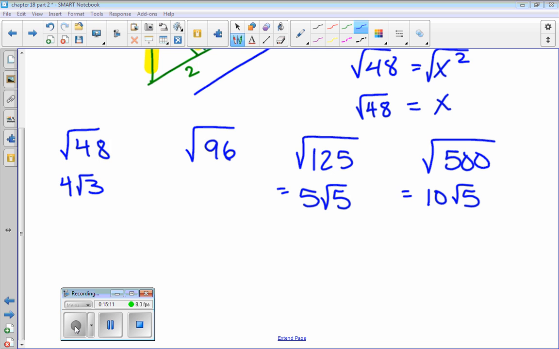That'll be 16 and 6. Square root of 16 would be 4, root of 6. 4 root 6? Oh. Would it be 4 root 6? Yes, it would.